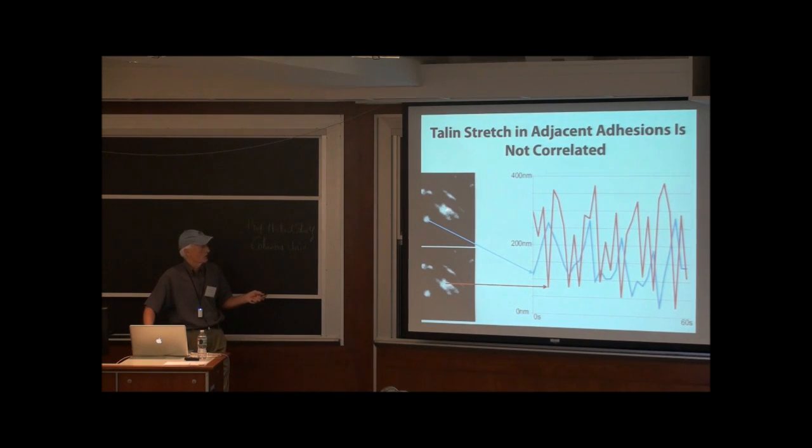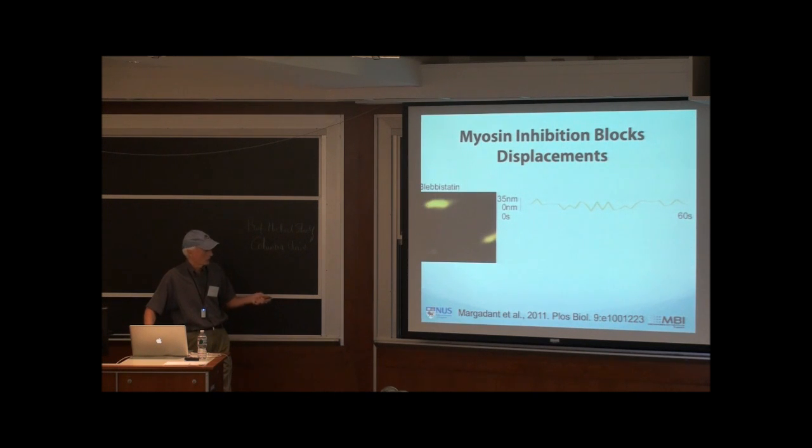The movements are not correlated in adjacent adhesions, and we see this one being pulled 5 times in 60 seconds, consistent with the behavior I talked about before. But this larger one is being pulled, certainly not showing the same peaks and showing a different frequency of contraction. Again, the controls work. Myosin inhibition brings us down to the background levels.